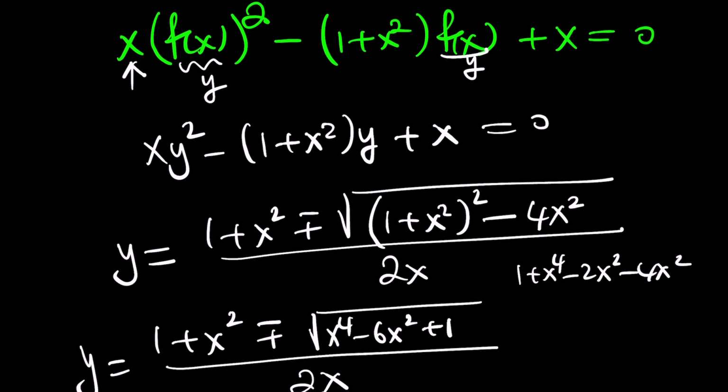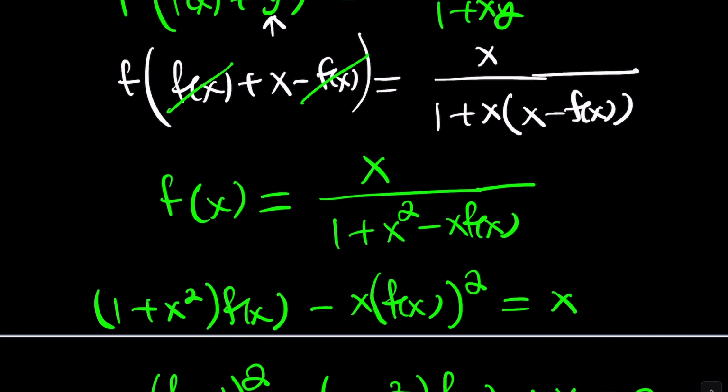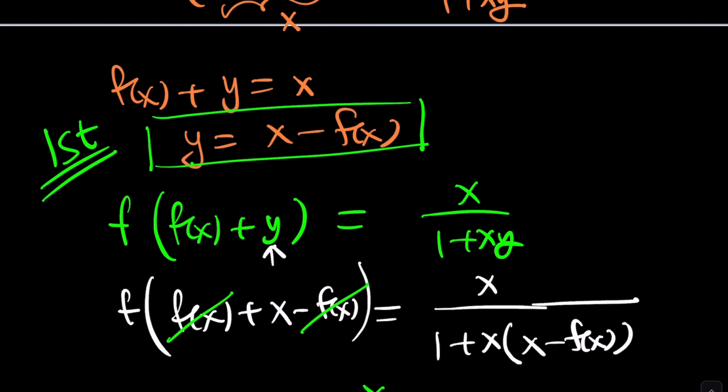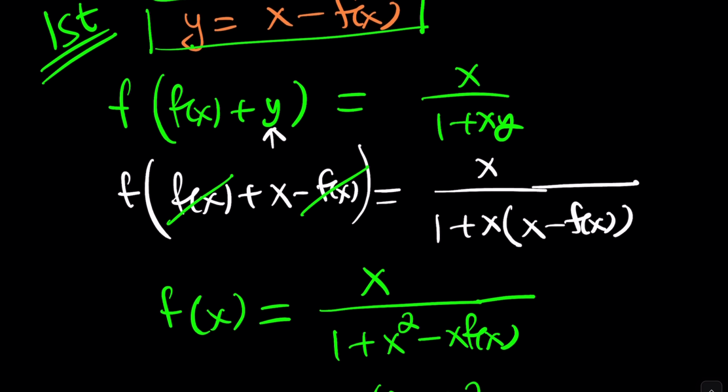Negative b plus minus square root of b squared, I'm checking my work, minus 4ac, which did not work. And you can see that we get stuck here, right? I don't know why. We probably made a mistake somewhere here when we did the replacements. 1 plus xy, y is replaced with x minus f of x. This looks good to me.